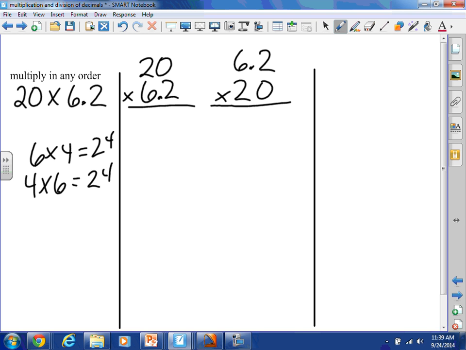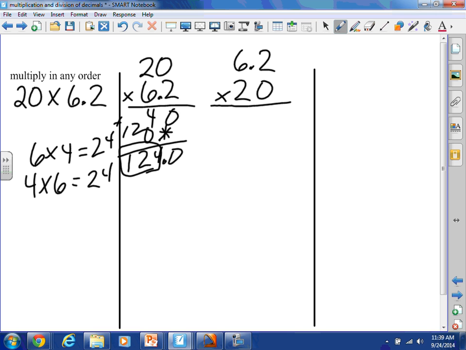this is double-digit multiplication. So I have to start with my ones digit in my multiplier, and I'd say 2 times 0 is 0. 2 times 2 is 4. Then I have to put a placeholder. 6 times 0 is 0. 6 times 2 is 12. I then have to add my partial products, and then I have just one decimal place. So my answer is going to be 124.0, but the 0.0 is nothing.